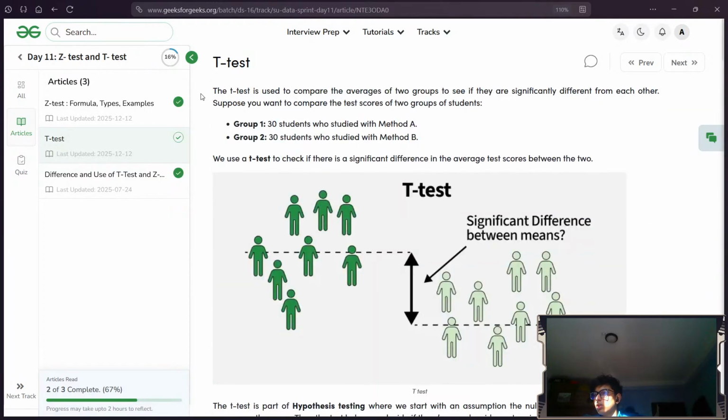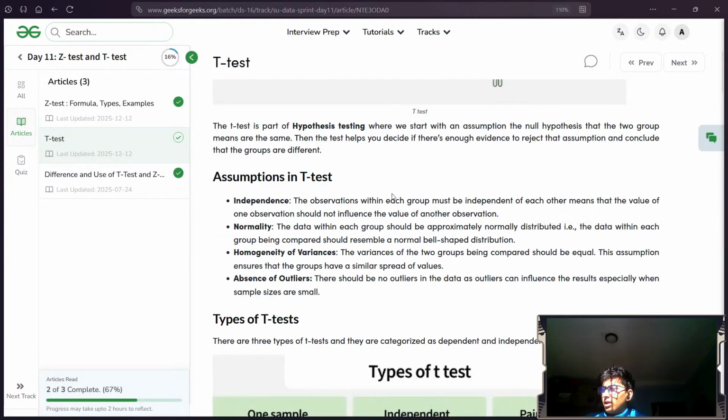Yeah. The t-test is used to compare the averages of two groups to see if they are significantly different from each other. Suppose you want to compare the test scores of two groups of students. Group 1, 30 students who studied with method A, and group 2, 30 students who studied with method B. We use a t-test to check if there is a significant difference in the average test scores between the two.